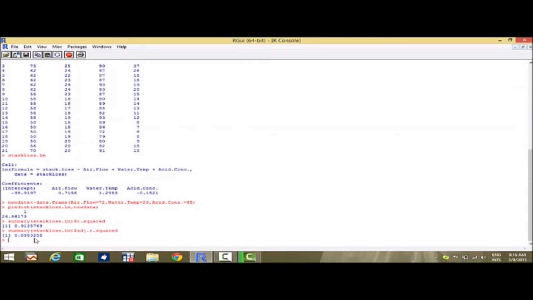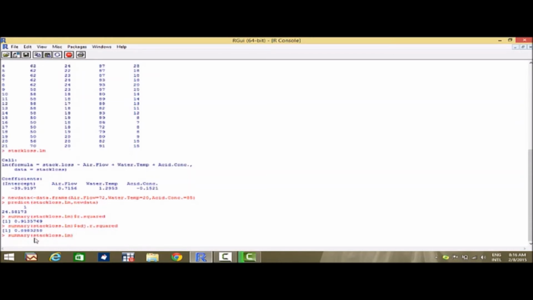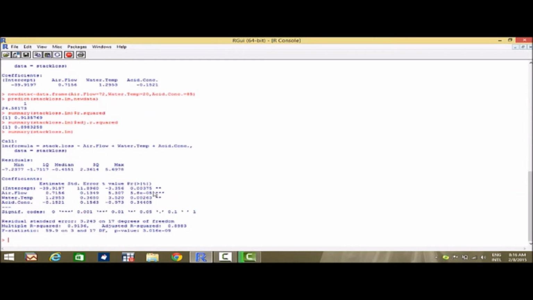The test of significance for this case can again be done by observing the p-values of the fitted coefficients, and that can be seen from the summary function. So I write summary of stack loss dot lm, and I get these p-values for the corresponding betas. So I see that all the p-values here are less than 0.05, which means that they are all statistically significant in the multiple linear regression model and all significantly explain the variations in the dependent variable.